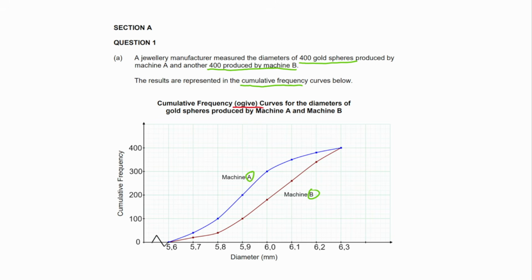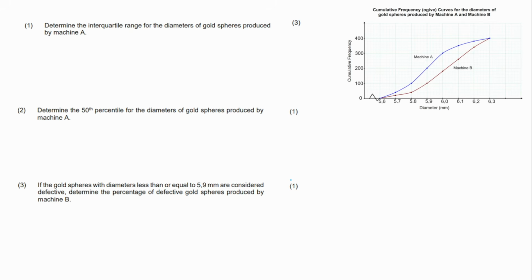Is there anything important? We've got the cumulative frequency. They both end over here at 400, which makes sense because there's 400 spheres of each. And we get the diameters in millimeters over here. So cool, let's jump into the question.